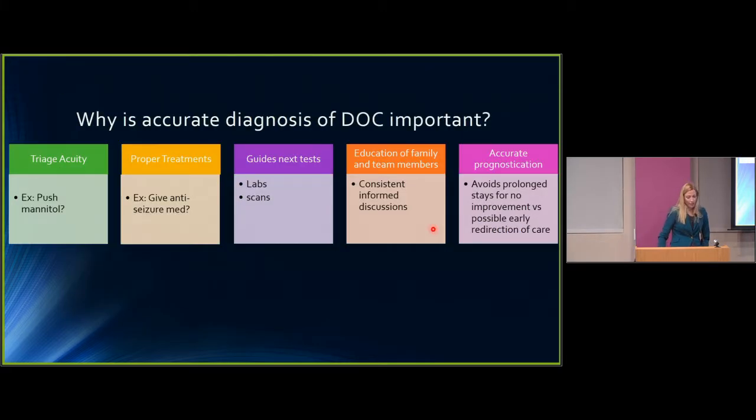And as I was saying, without a correct diagnosis, we don't really know if we need to be very urgent, such as hurry up, push mannitol, or okay, give an anti-seizure medication, or we need to send these labs, or being able to give consistent informed decisions or help with those, and give an accurate neuroprognostication. So it's actually critical to be able to do this.